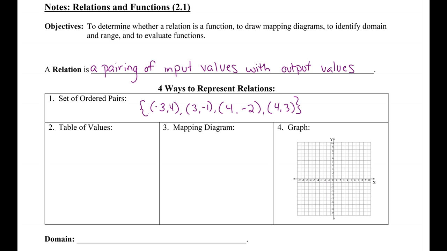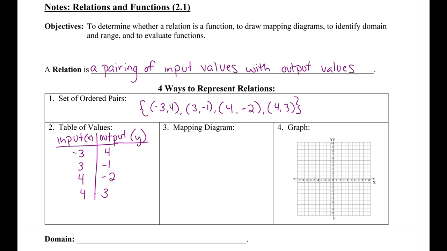If I wanted to represent them as a table of values, I would have an input, which would be my x values, and I would have an output, which would be my y values. So if I look at my list of ordered pairs, my inputs would be -3, 3, 4, and 4, and my outputs going with their corresponding parts would be 4, -1, -2, and 3.